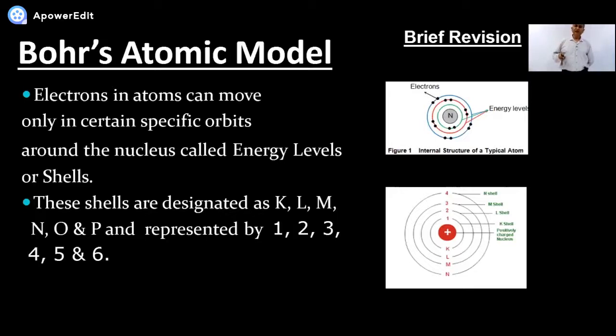Okay, so each shell has designated symbols K, L, M, N, O, P, which are represented mathematically by 1, 2, 3, 4, 5, and 6, as you can see on the screen also.